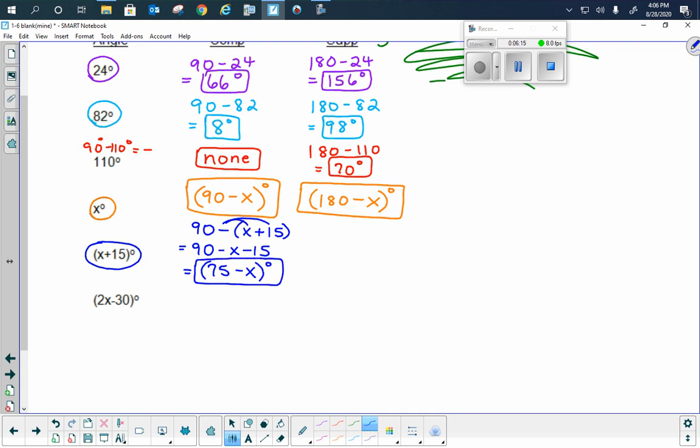Okay, so maybe now, if you're starting to get the hang of it, you turn off the video and try to find the supplement, complement, and supplement of the next problem also. Okay, see what you think. Otherwise, here we go. So this one would be 180 minus the quantity x plus 15, which would then give you 180, distributing that negative again, negative x minus 15. Combine like terms, and you will now have 165 minus x, quantity, degrees.